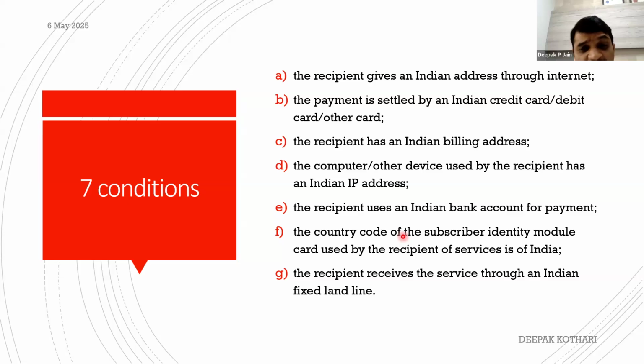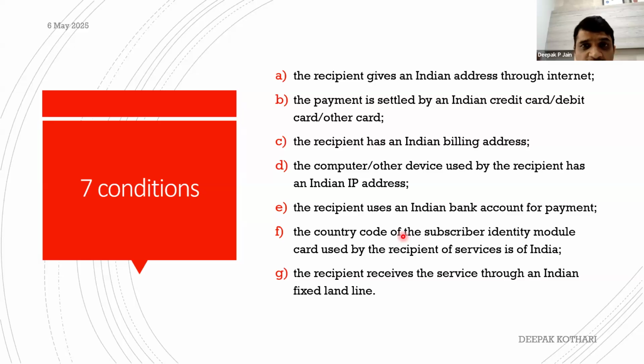And next criteria is the country code of the subscriber identity module card. So when the payment happens through this subscriber identity module card, which is used by a recipient of services, and the recipient is an Indian, then this criteria will get satisfied. And the last criteria is the recipient receives the service through an Indian fixed landline. So when the recipient uses a fixed landline to avail the services and the service is through an Indian fixed landline, then it is clear that the location is India.